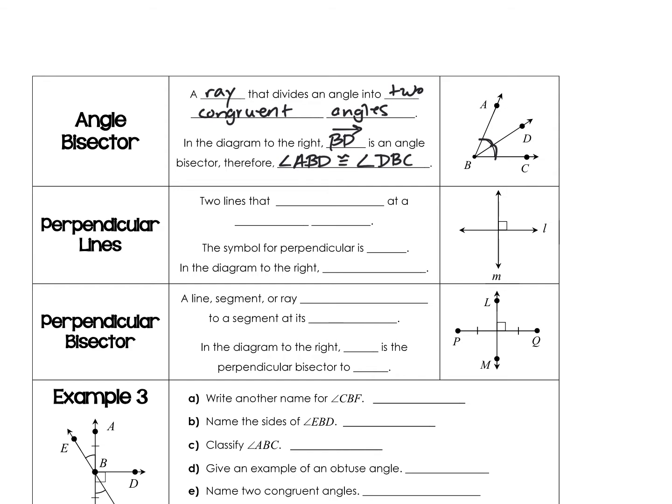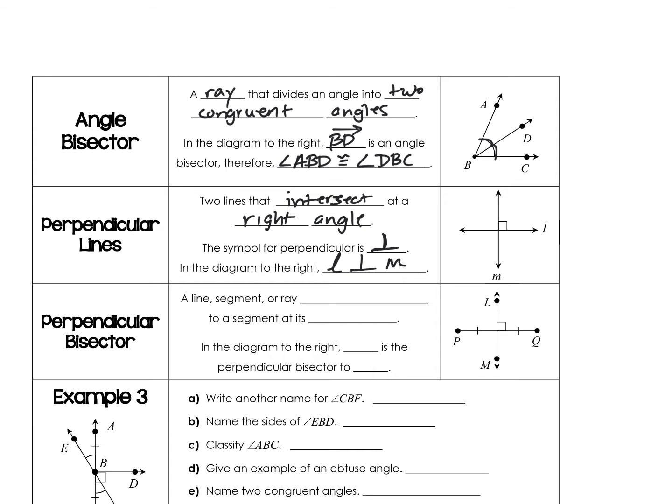All right. Perpendicular lines. Two lines that intersect at a right angle. The symbol for perpendicular is like an upside down capital T. In the diagram to the right, line L is perpendicular to line M.